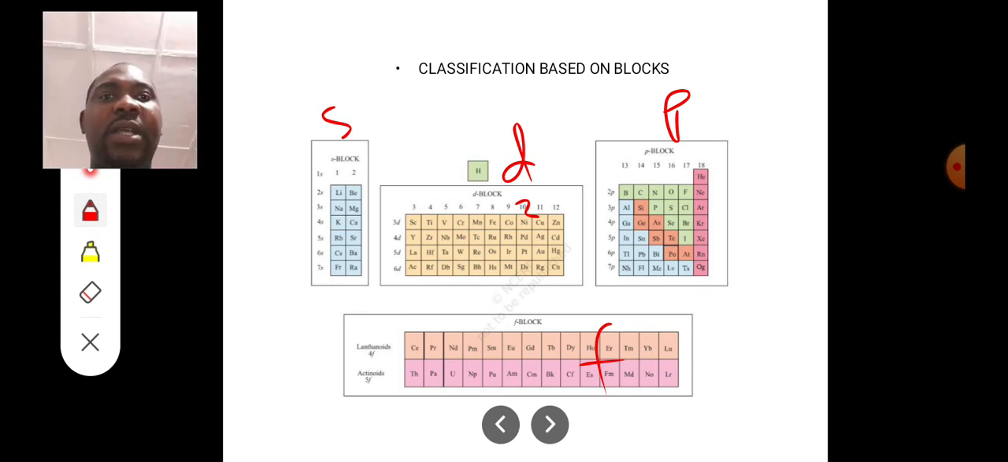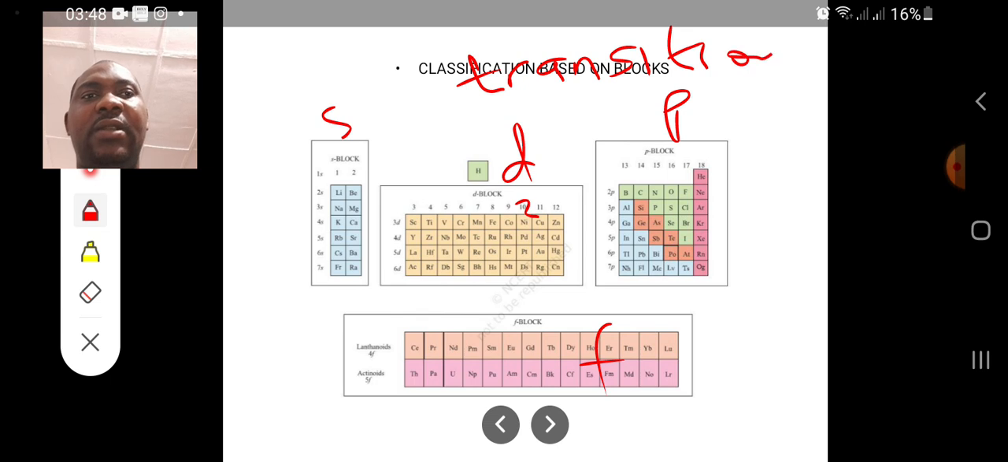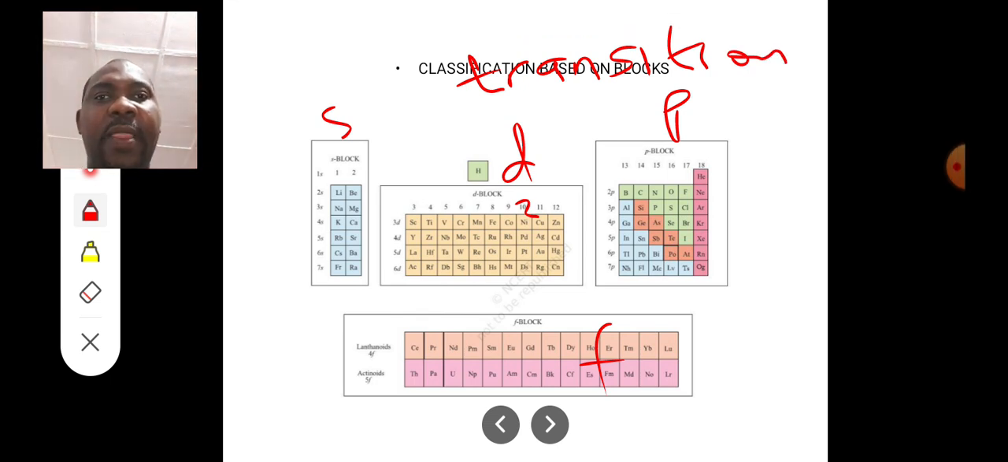Now, that leads us to a D block element. How do I know a D block element? A D block element is an element whose configuration ends with d orbital, or you can say that they are elements that have incompletely filled d orbitals. Another name for D block elements is transition elements. You can see there you have scandium, titanium, vanadium, chromium, manganese, iron, copper, and so on and so forth.